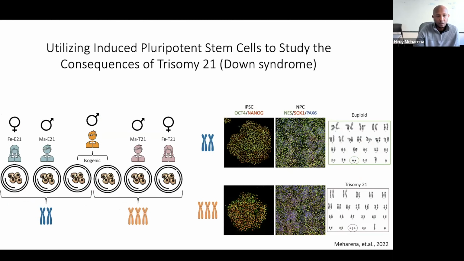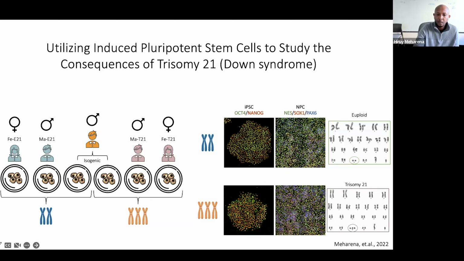So we want to understand how this 3D genome architecture is being altered by the triplication of chromosome 21. So we utilized human-derived induced pluripotent stem cells to generate both stem cells, and then we differentiated these stem cells into neuroprogenitor cells. Here you see that we've stained them with nestin, SOX1, and PAX6.